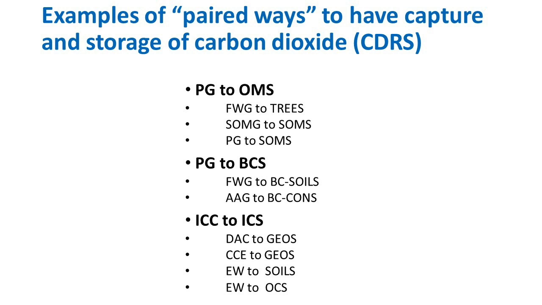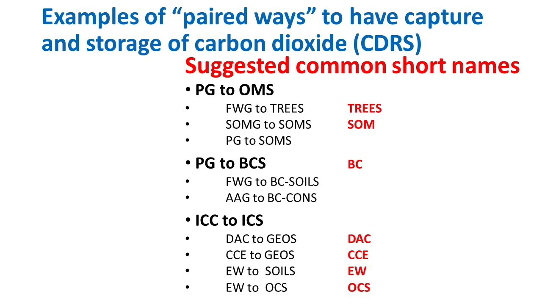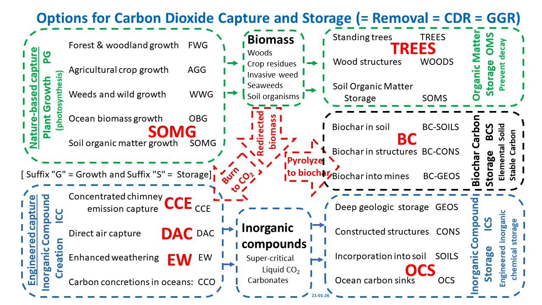The various options for capture and storage can be combined in a variety of what I call paired ways. A few key ones are listed here, but there could be others which become quite specific to specific types of plants or specific types of chemical processes. And we add on some common short names for ease of reference. There are 7 short-named ones, and those names have been placed on our graphic.